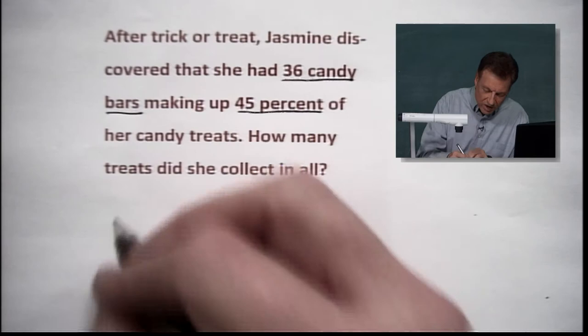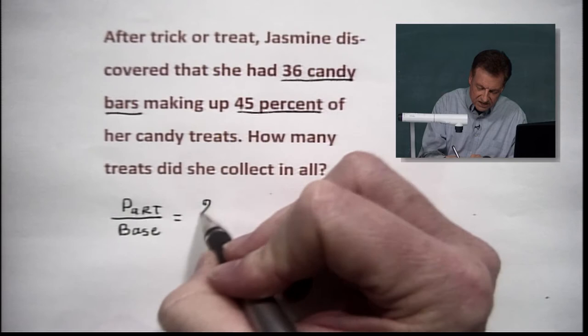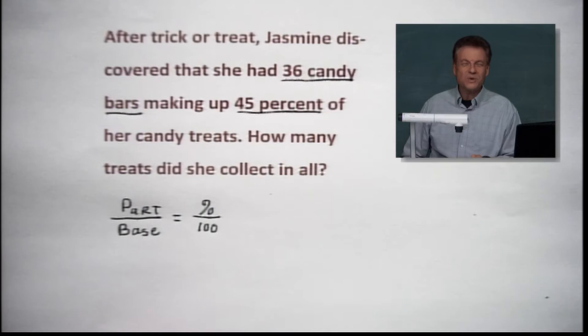What was her base? So let's look at this problem from the standpoint, as I like to, of part over base equaling percent over 100. It's a good old straightforward percentage problem, but with a little trick-or-treat twist to it. That's like that TTT. Don't say it too many times. Things could come out wrong.